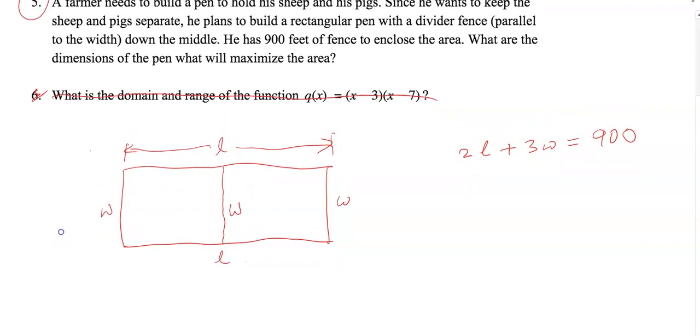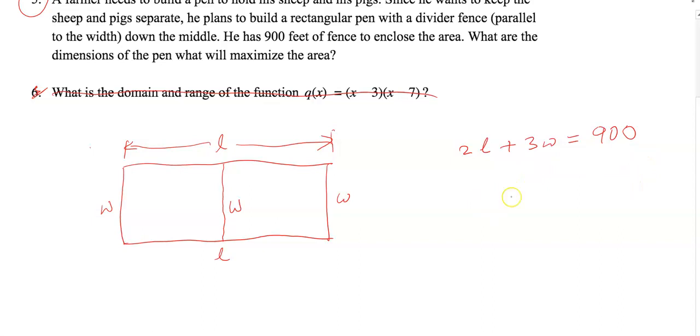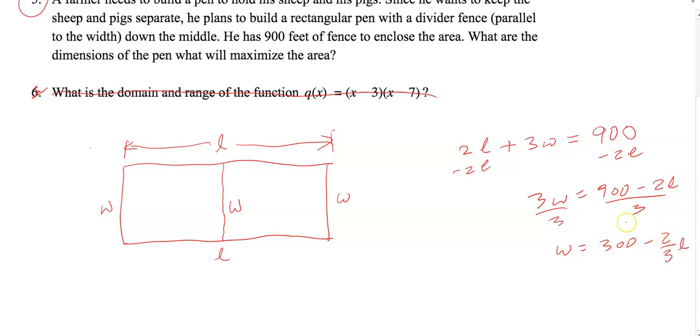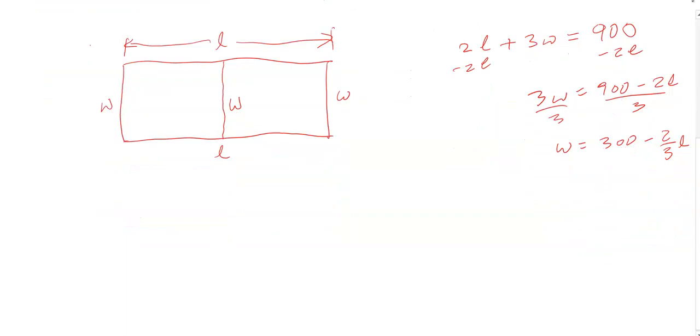What we want to do is solve for one of these variables in terms of the other and then say something about the area, because what we're doing right here is like the perimeter. Okay, so let's solve for W. If you subtract 2L from both sides, you have 3W equal to 900 minus 2L, right? And then if you divide by 3, you will have W equal to 300 minus 2/3 L.